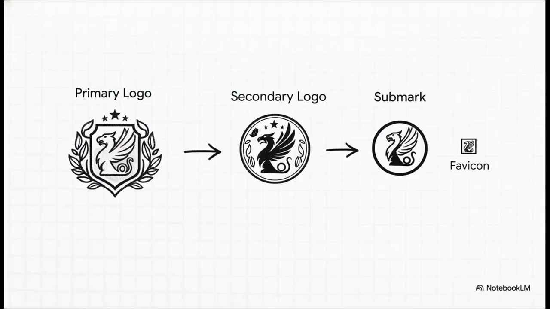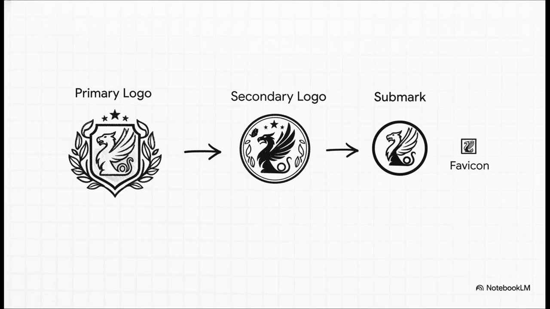Okay, moving right along to Section 2, Visual Identity and Logos. A massive mistake novice designers make is just designing one single logo and calling it a day. No way! To give a brand ultimate flexibility, you actually need these 4 specific variations. First up, your primary logo. This is your most detailed front and center representation.